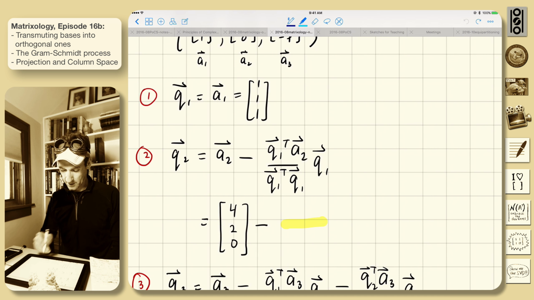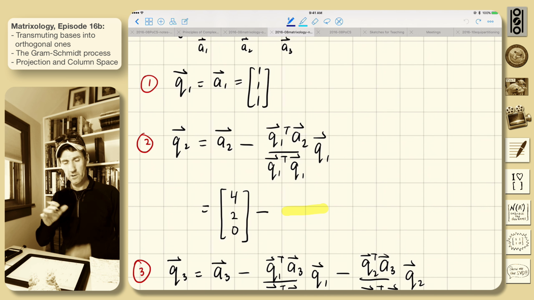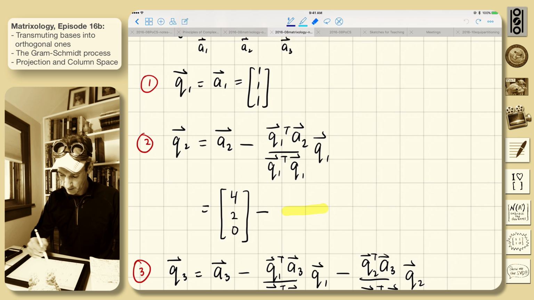The next one, so this is the projection, right? Here we start with A2 and then we trim off the projected part. Generally for these calculations, we don't construct the projection matrix. That's a theory thing. We use these inner product pieces. So let's just do it.